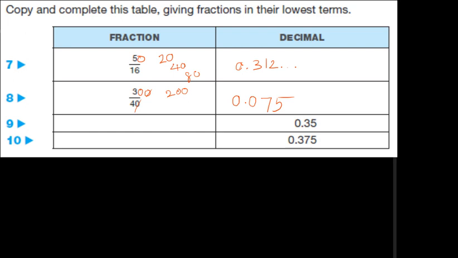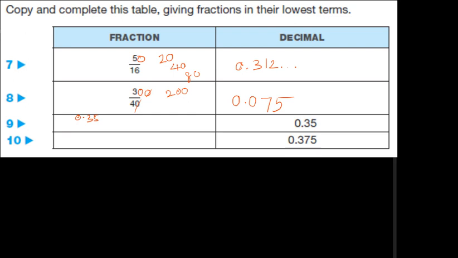For the last two questions, 7 and 8, we made fractions into decimals. Now for the next two questions, 9 and 10, we are going to make decimals into fractions. It's very similar. For 0.35, the decimal, we want to check how many digits are after the decimal point. Here in 0.35 we have two digits after the decimal.